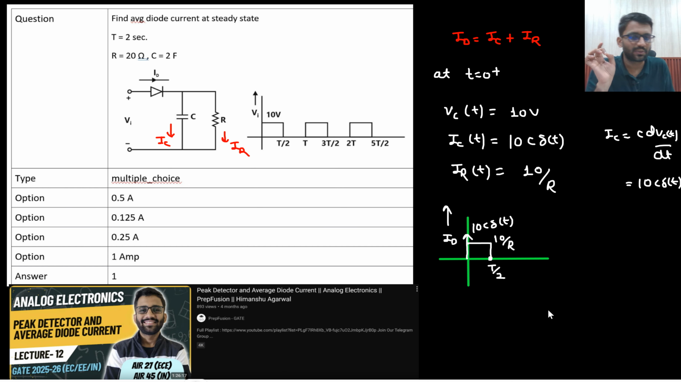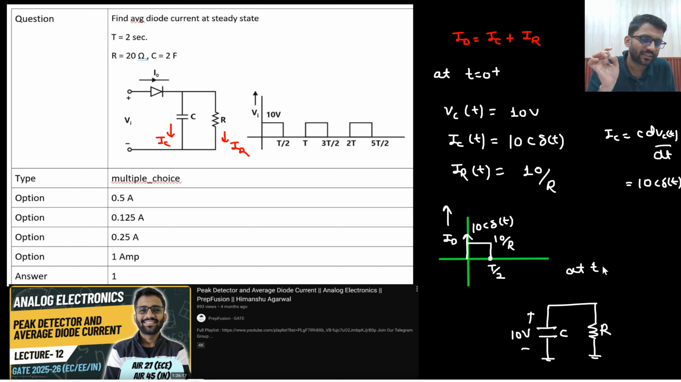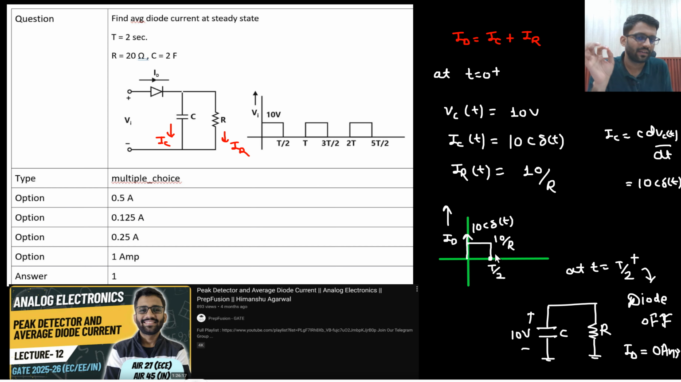Now your capacitor has been charged to 10 volt, and then here there is resistor connected. Now at t equals to t by 2 plus, what is your input? Input is 0 volt, right? Here you are having 10 volt, here you are having 0. Diode will be off, right? That means your diode current will be 0 ampere from t by 2 to t.